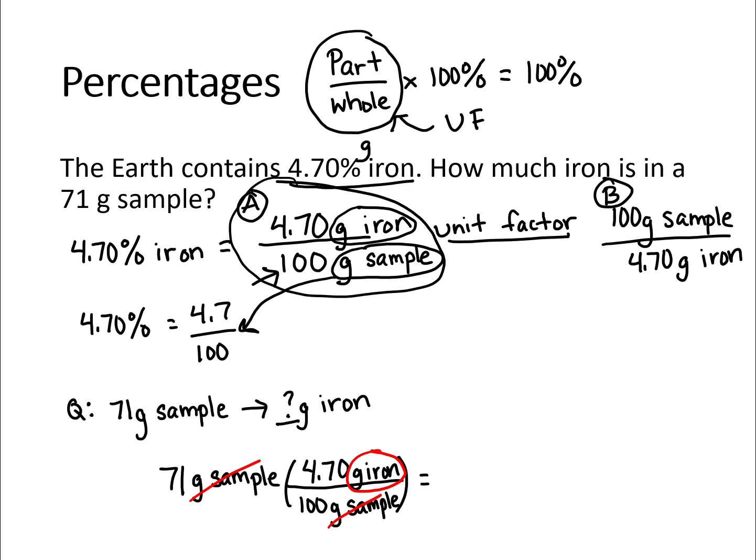Just like in the last problem, where there is a number in the denominator, don't forget that you have to divide by 100. So it's 71 times 4.7 divided by 100. Otherwise, your answer is going to make no sense. Put that in your calculator. Let me know what you get.